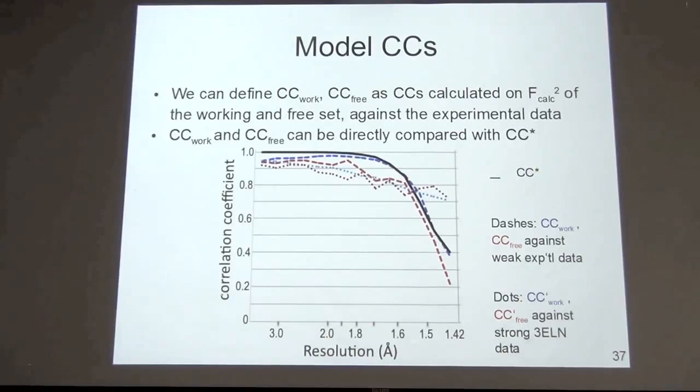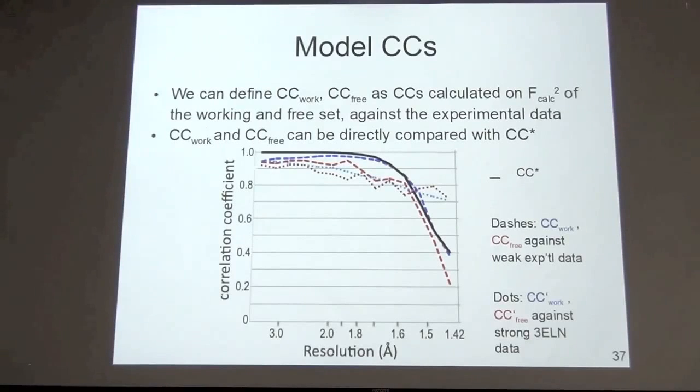If the model would give us F-calc squared that are closer to the experimental data than the true data, then we would be fitting the noise, because the noise is the difference between the experimental data and the true data. They just differ by the noise. And if our model fits the noise, we are overfitting. So that is the missing link between model quality and data quality. Data quality ultimately determines model quality, at least in the sense of looking at CC work and CC free.